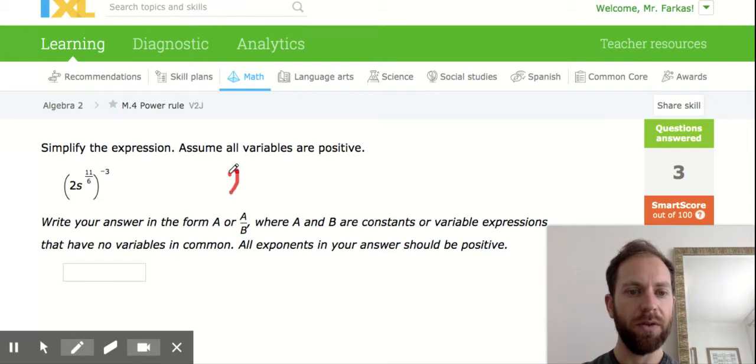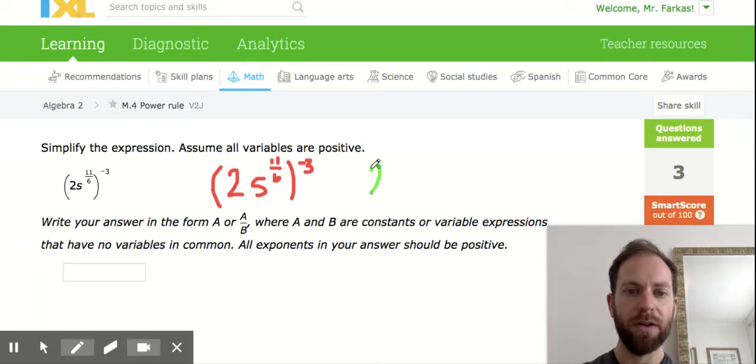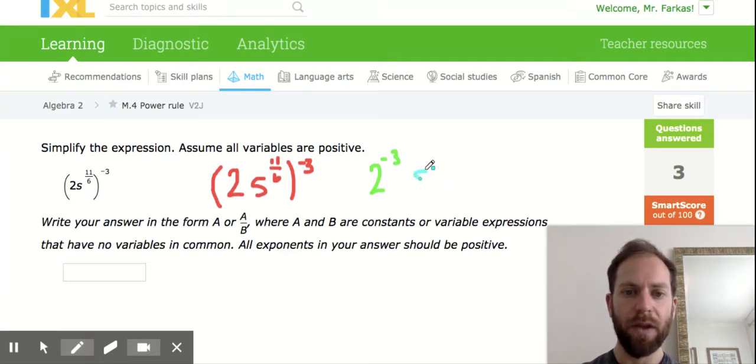So (2s^(11/6)) to the power of -3. Okay, so let's go ahead and distribute this -3. I'll write this one in 2 colors so we can keep it straight. So this is like 2 to the -3rd power, right? And then s, see this in blue, s to the power of 11/6 times, remember it's a power to another power, so we're multiplying it by -3.